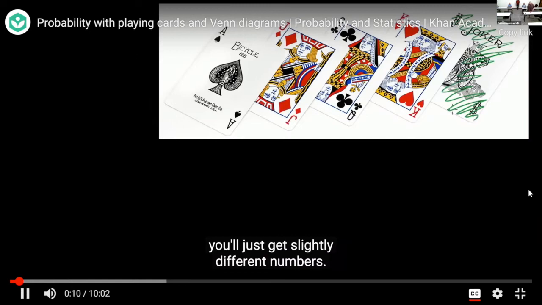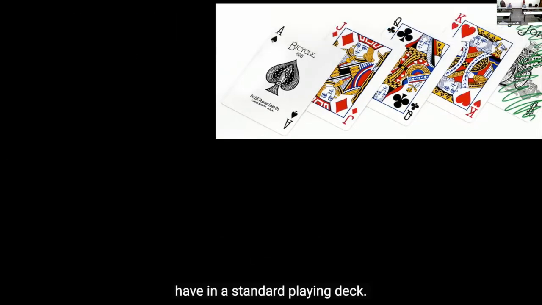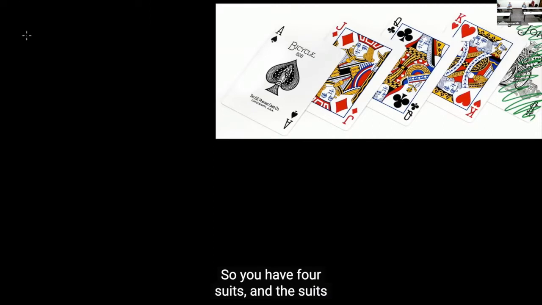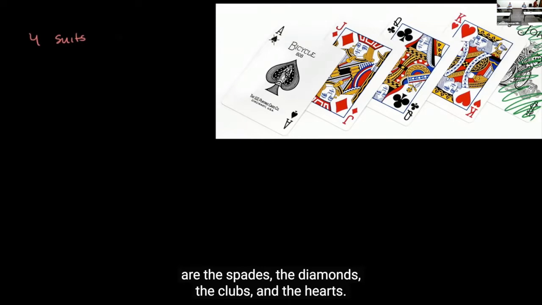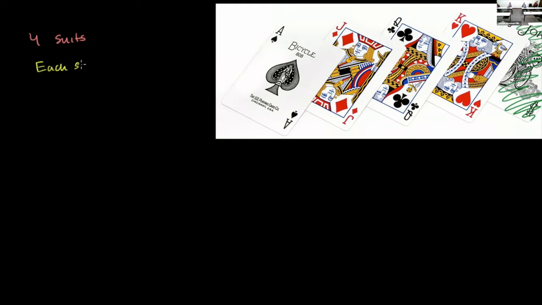let's first just think about how many cards we have in a standard playing deck. So you have 4 suits. And the suits are the spades, the diamonds, the clubs, and the hearts. You have 4 suits, and then in each of those suits, you have 13 different types of cards, or sometimes it's called the rank. So each suit has 13 types of cards.